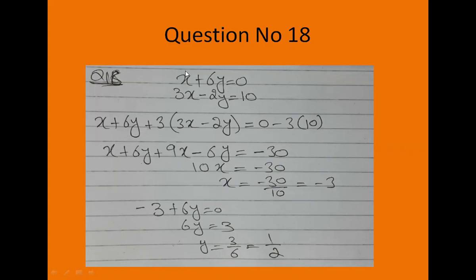I will substitute this value of x in any of these equations. So I substituted here in this equation. So 3 plus 6y equals 0. 6y equals 3. When this 3 goes to the other side, it becomes positive. So y equals 3 divided by 6, since 6 is multiplying with y, when it goes on the other side, it will divide. That will be 1 by 2. So the value of x is 3, and the value of y is 1 by 2. So this is how you will do question number 18.